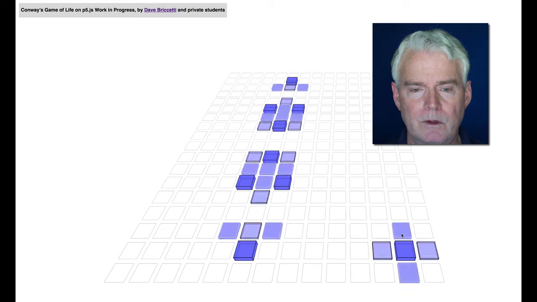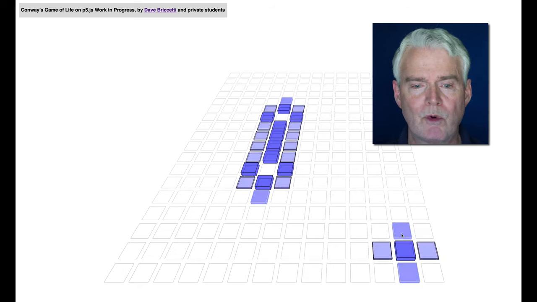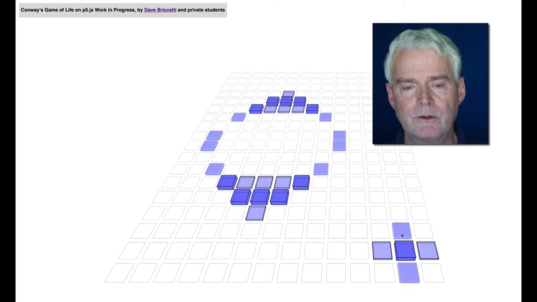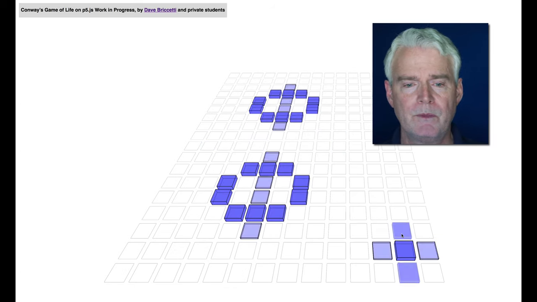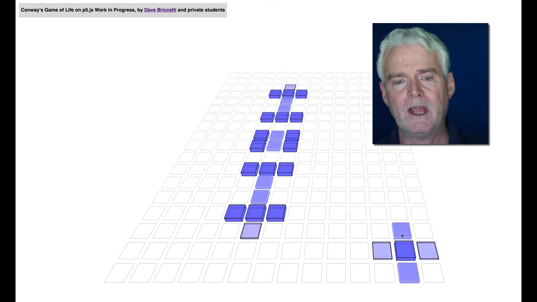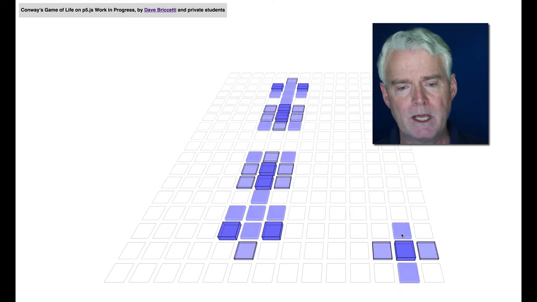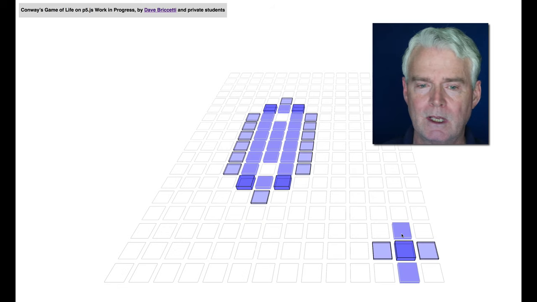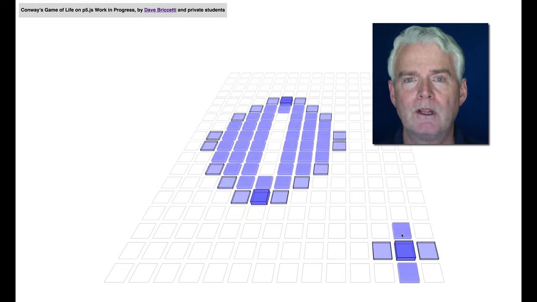So I have some more ideas for this. One would be to have multiple layers. And so during the transition, the cells from the previous generation kind of push down to another layer. And then you can see a stack of several of the previous generations. That's one idea. I'm not sure how that will work.